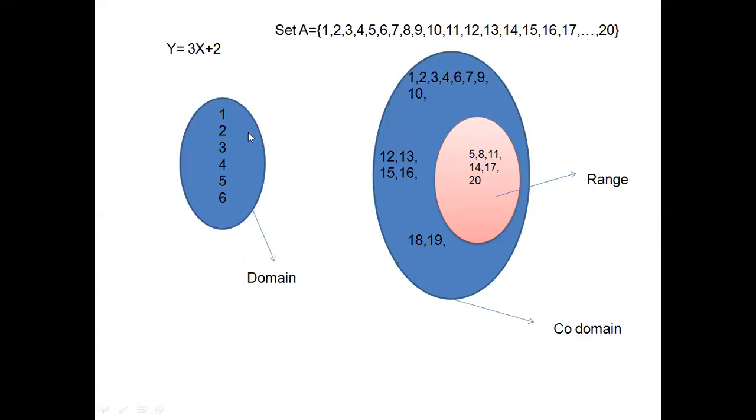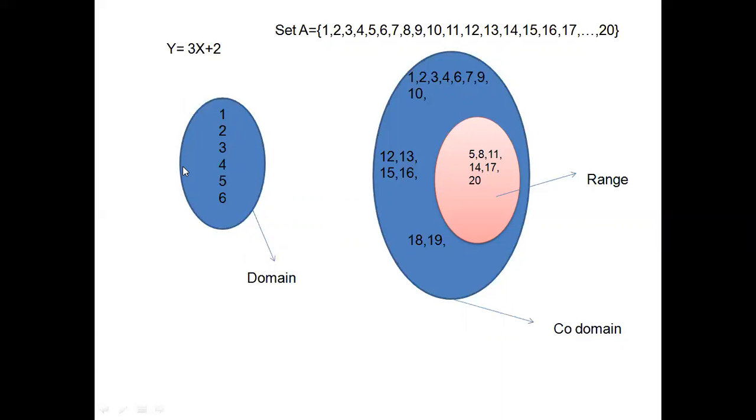Okay, so if we put 1 in place of x, we get 5. If we put 2 in place of x, we get 8. In this way, if we put 6 in place of x, we get y as 20. So the values that go into a function, that is 1 to 6, are called the domain.